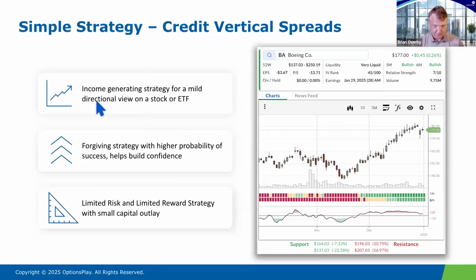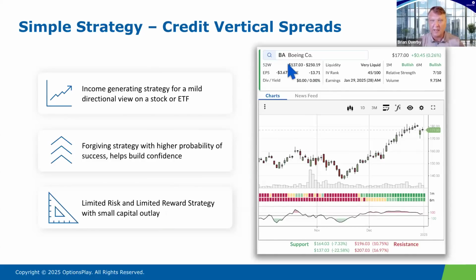Simple strategy. An income generating strategy for a mild directional view on a stock or an ETF. We're going to focus more on stocks today. The stocks are some of the more interesting scenarios that I've been talking about. It's a forgiving strategy with a higher probability of success. You want the market to either stay where it's at or go lower on the call side, or stay where it's at or drift higher on the upside. So you have a couple of scenarios where you do okay with this strategy. You will have limited and known risk, but you also have limited reward. And we'll talk a lot about that reward relative to the risk in this event in particular.